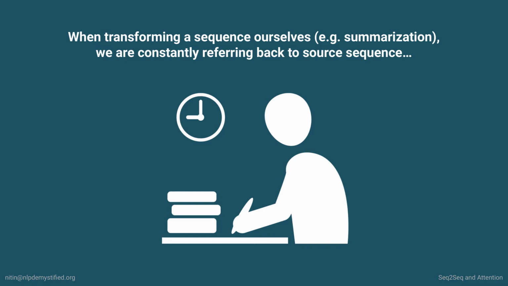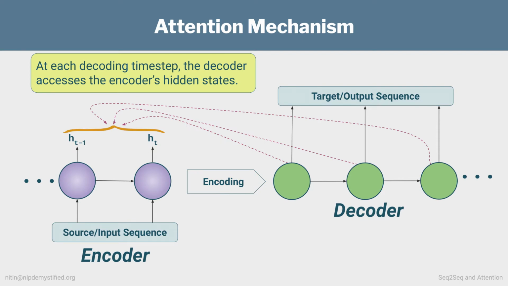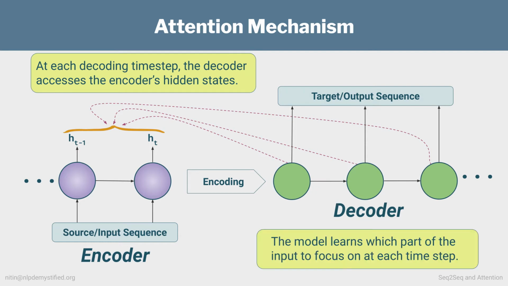What we do is focus on certain parts of the input, depending on where we are in generating the output. This is where a powerful mechanism called attention comes in. Rather than throwing away the encoder's hidden states and forcing all available information into a single vector, instead, at each decoding time step, give the decoder access to the encoder's hidden states. In other words, let the decoder look back at the source and learn, at each time step, which part of the input to focus on.